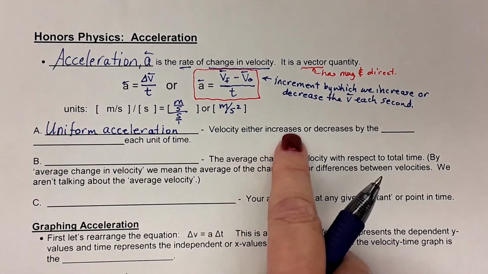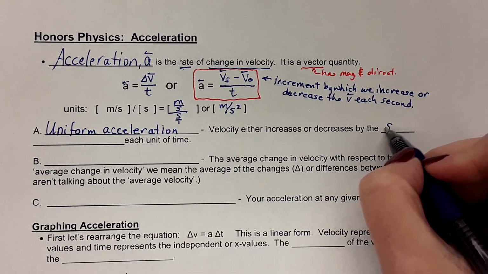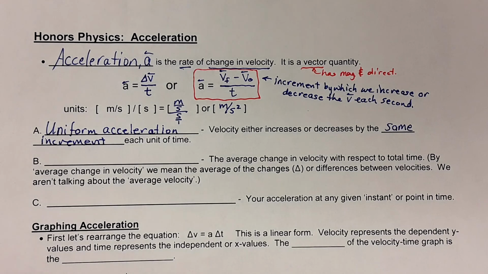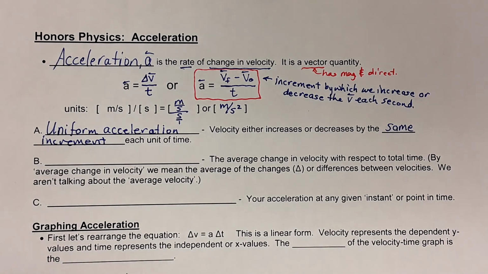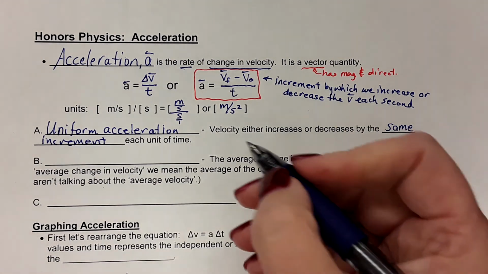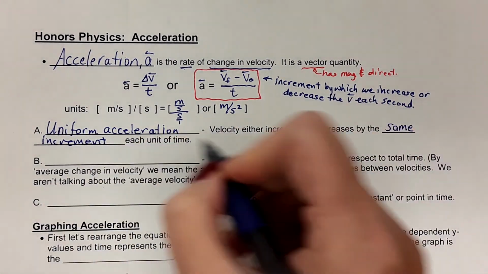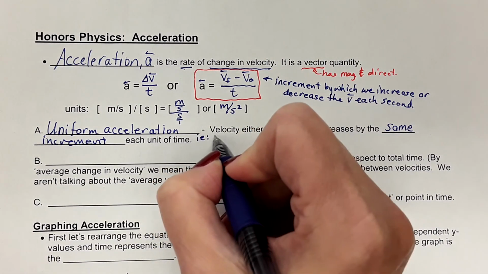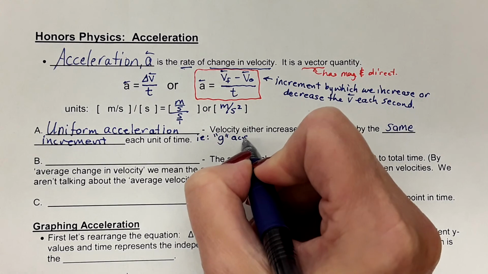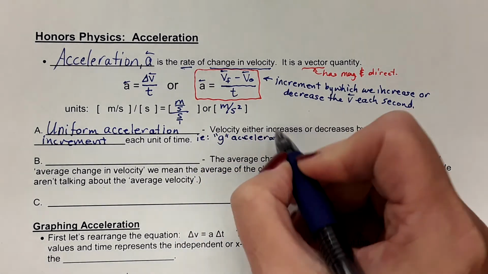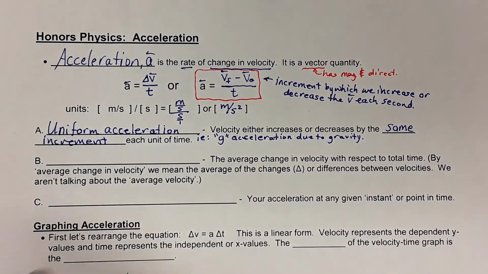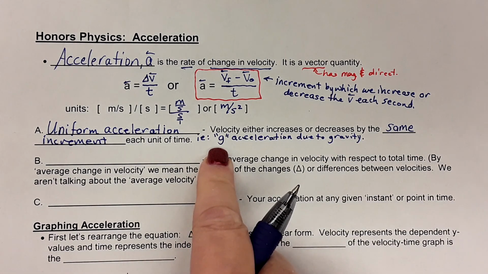Which seems a little different than constant acceleration, all right? Uniform acceleration, the velocity increases or decreases by the same increment during each unit of time, okay? The same increment. Now, there is a classic acceleration due to gravity, and the acceleration due to gravity is a classic uniform acceleration. So let's put that down here as an example. G, the acceleration, I'm writing small because I got more stuff to put here, acceleration due to gravity. Now, here's what we need to understand. That little g, that does not mean gravity at all.